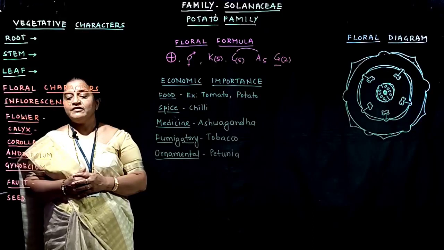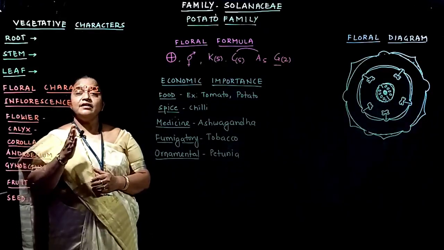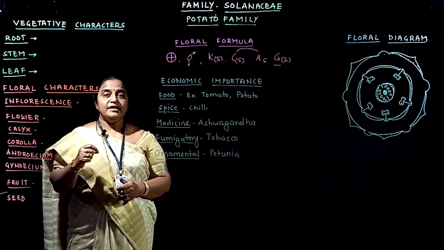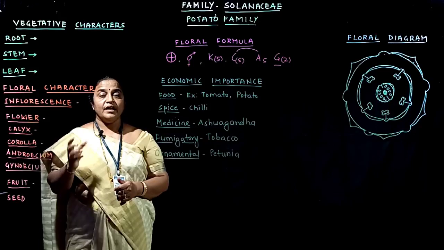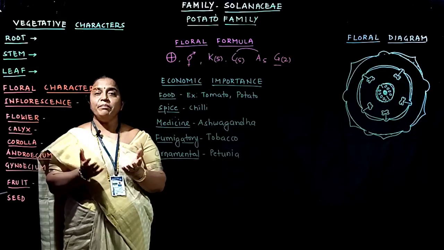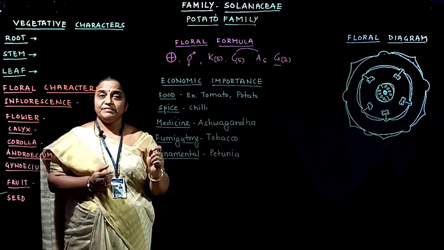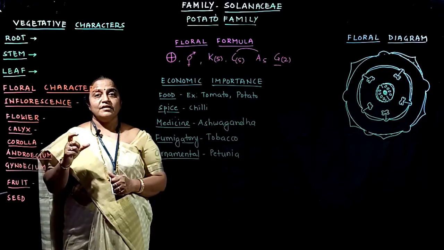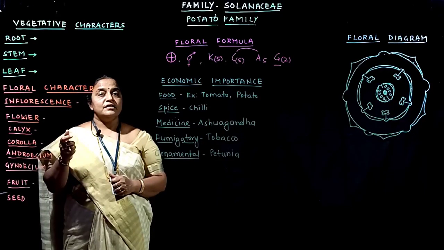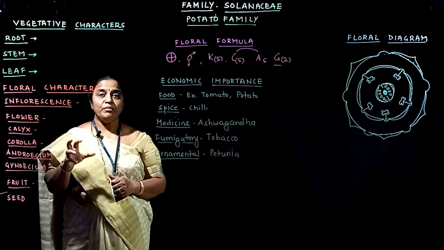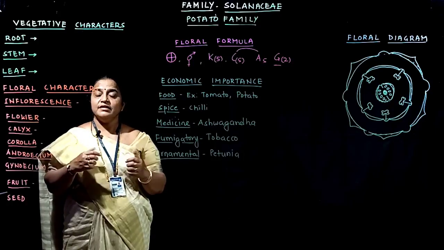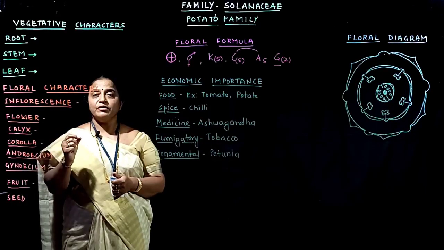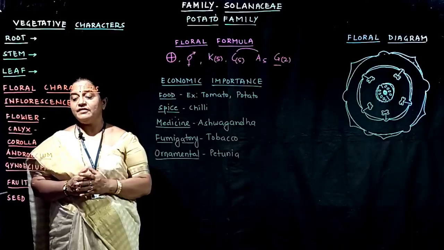Let us move on to the next feature, the fruit. It is either a berry or a capsule. These are the types of fruits. Berry is a many-seeded fruit. At maturity, the fruit wall, the pericarp, remains fleshy. So it is a fleshy fruit and the whole fruit is edible. If you see brinjal and tomato, the whole fruit we can eat. It has numerous seeds inside. So berry is a specific fruit found in these plants.